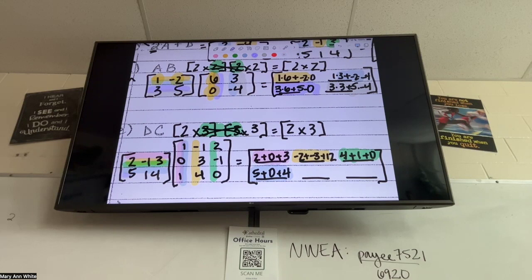Now I'm gonna do second row, second column. That's the next spot. 5 times -1 is -5, 1 times 3 is 3, and 4 times 4 is 16. And then last but not least, I will do last row, last column, or second row, third column. That's that last spot. 5 times 2 is 10, 1 times -1 is -1, 4 times 0 is 0.